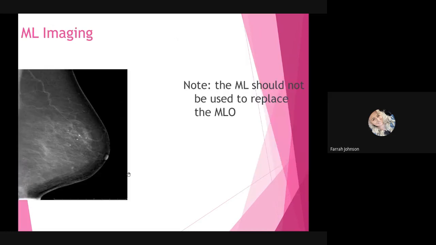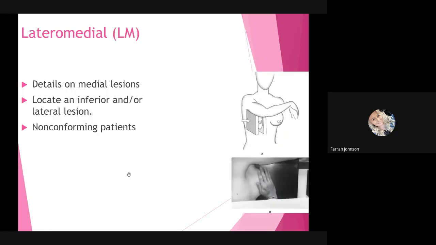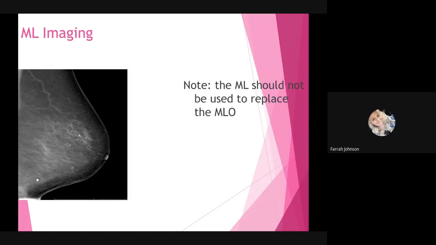So for ML imaging, note that the ML should not be used to replace the MLO. Okay, so you never would just do an ML. This would be a supplementary view, which you would do in conjunction with your standard four projection mammogram. And then it doesn't really discuss it, but just to note, the tube side is going to be on the medial aspect of the breast. The lateral side of the breast is going to be against the image receptor, and it is basically an MLO, except that your detector is at a true 90 rather than that tube angulation oblique.